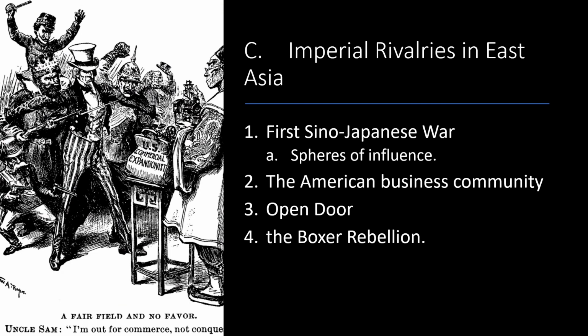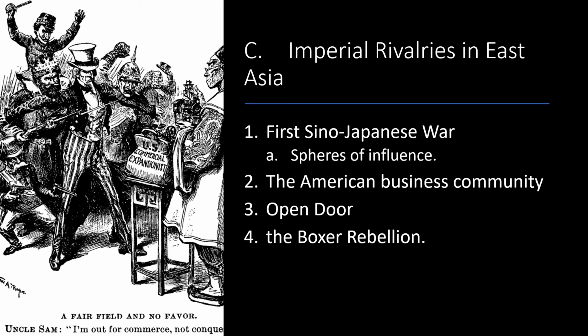Imperial rivalries in East Asia. The First Sino-Japanese War. By 1895, Japan began to expand by defeating China in the First Sino-Japanese War, 1894 to 1895, taking several islands and, more importantly, revealing China's weakness against aggression.